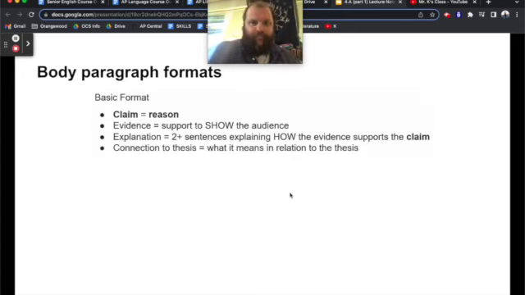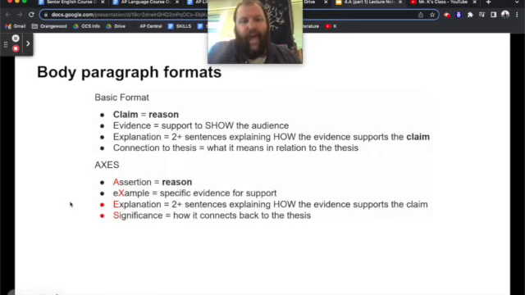So here's one basic format. You might start off a body paragraph giving a claim or a reason, stating your opinion that is defensible, right? And then giving evidence, support that shows the audience, explanation, 2 or more sentences explaining how the evidence supports the claim, and then connecting back to the thesis, what it means in relation to the thesis. This is a pretty common method to teach body paragraphs, and it's one I give my students pretty much immediately, like the first week of school, and we use.